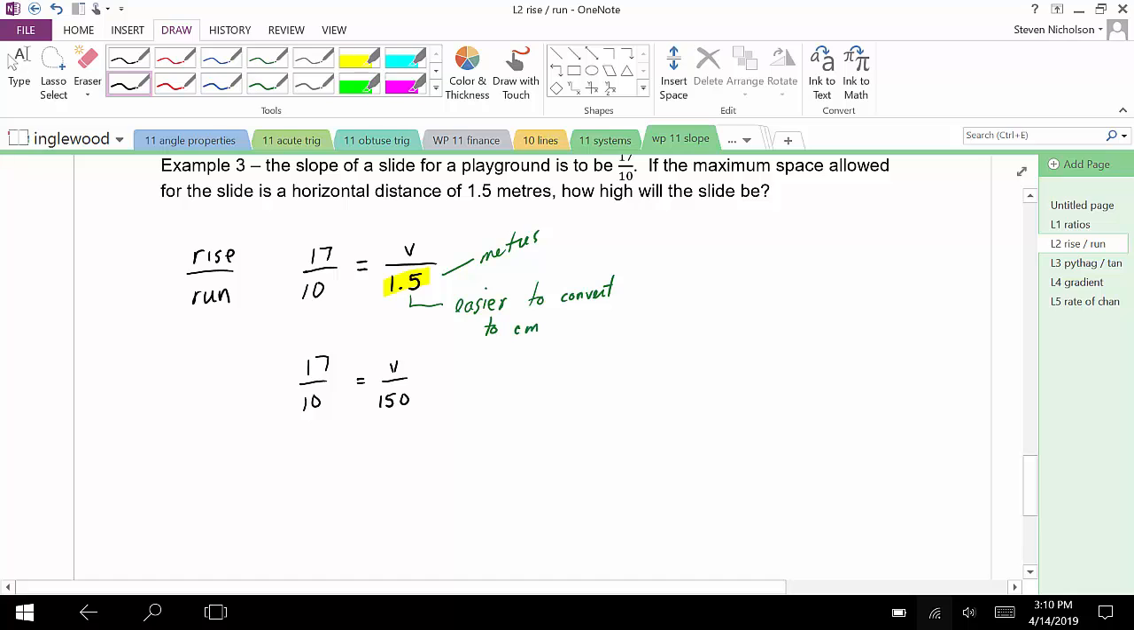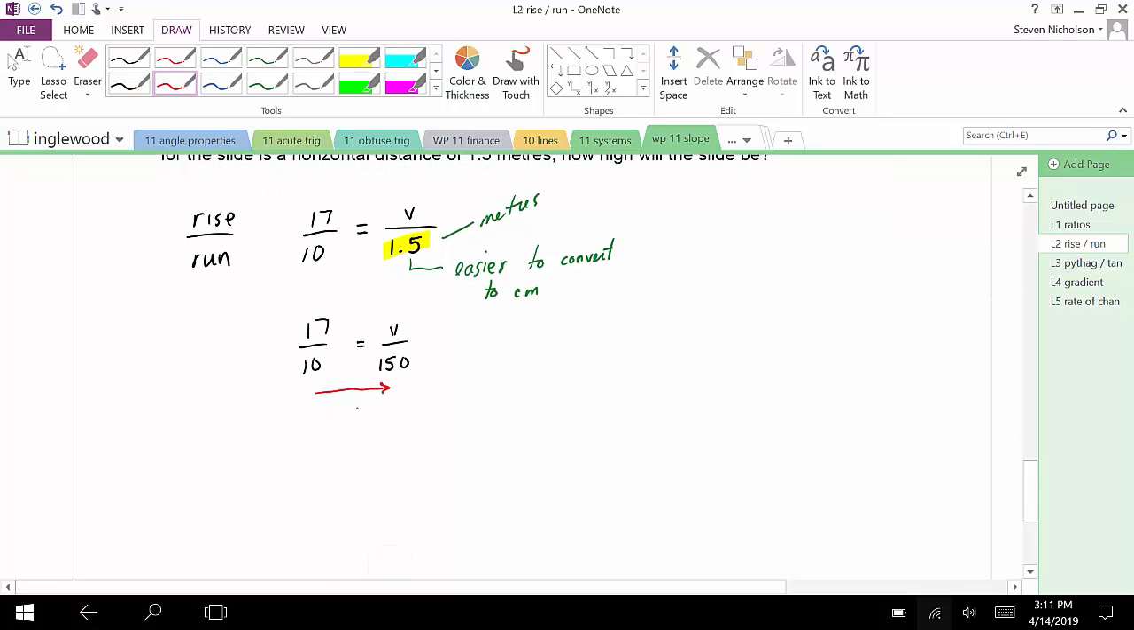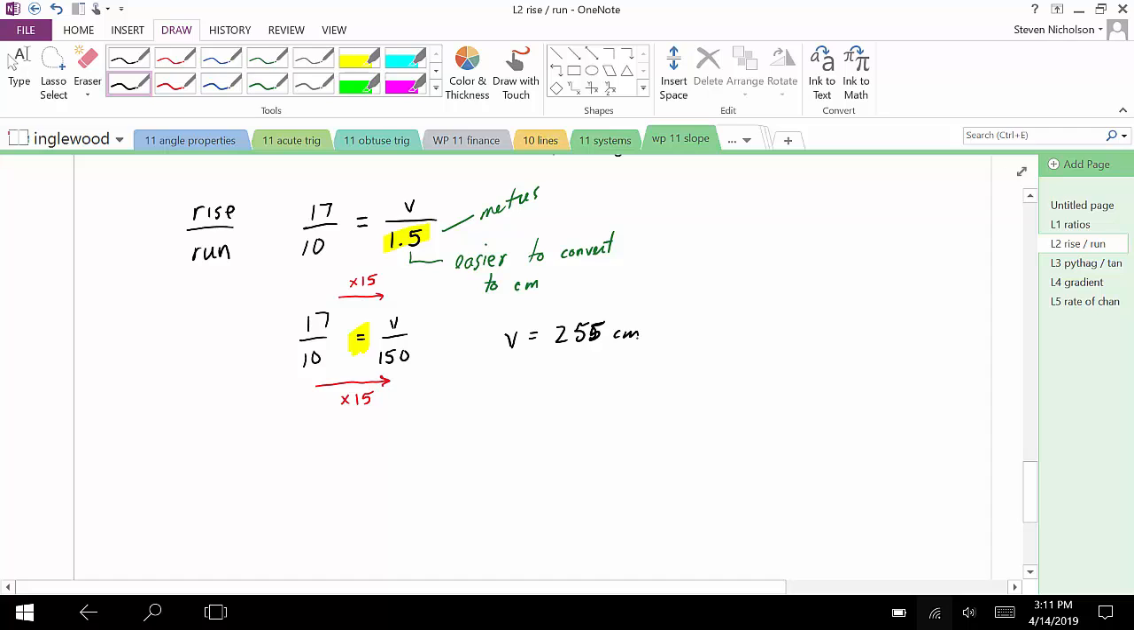So there are 100 centimeters in a meter. We're going to multiply 1.5 times 100. And then the really nice thing is, as soon as we do that, we see this nice relationship. 10 times 15 is 150. Therefore, that same relationship has to be on the top, and then we can figure out V. And when we figure out V, V is equal to 17 times 15, which is 255, and that is equal to 2.55 meters.